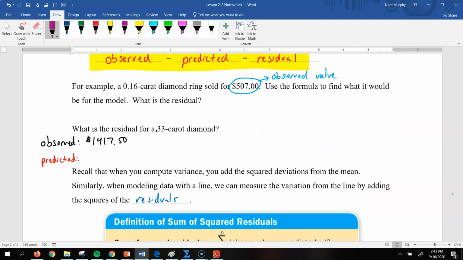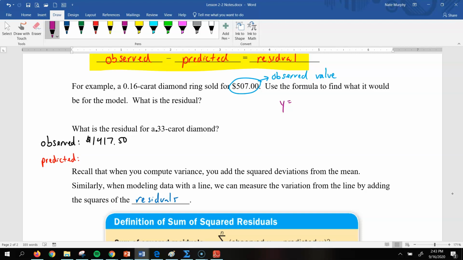So here they tell us that a 0.16 carat diamond ring sold for $507. That's an observed value. That actually happened. So we're going to use the formula to find out what it would be for the model, and then use that to figure out what the residual would be. The formula we're going to use is that same one that we came up with on the front side, the $5,714 one.